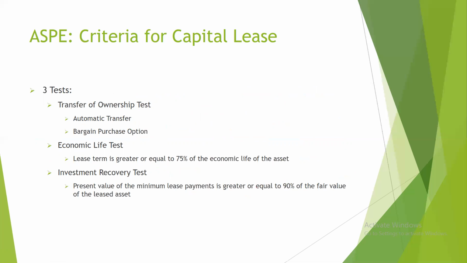We have 3 tests to go through. So 3 criteria, which means 3 tests. The first one is a transfer of ownership test. Is there an automatic transfer? We talked about a bargain purchase option, but there could also be an automatic transfer. So the asset could automatically transfer, right? So if, for example, the asset would go to the lessee at the end of the lease term.